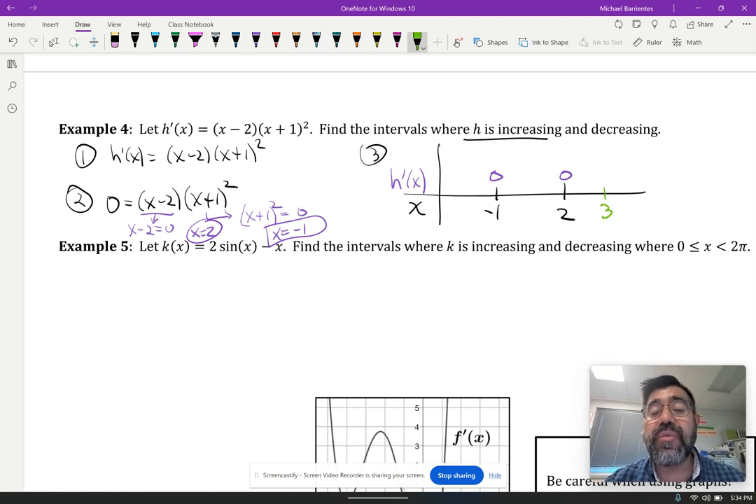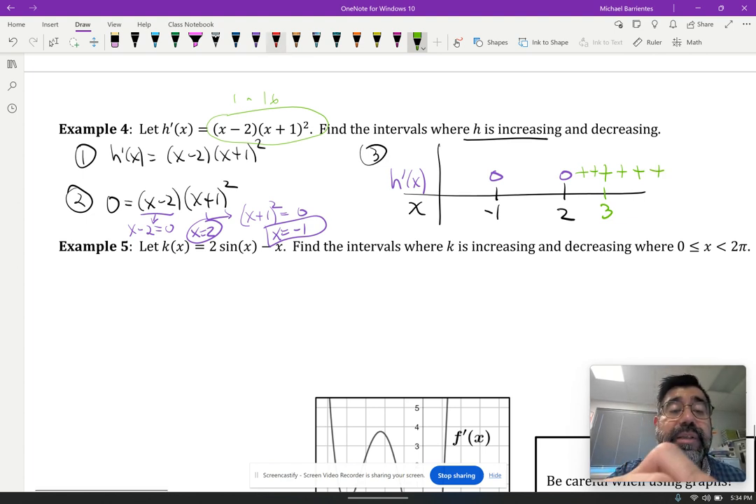And we want to know if my derivative is positive or negative. So I'm going to take that 3 and substitute it into the derivative. Since it's already factored, I'm just going to substitute that 3 in here. 3 minus 2 is 1. 3 plus 1 is 4 squared, that's 16. And when you multiply, a positive times a positive is a positive. You could have picked any number over here, so all of these will produce a positive derivative.